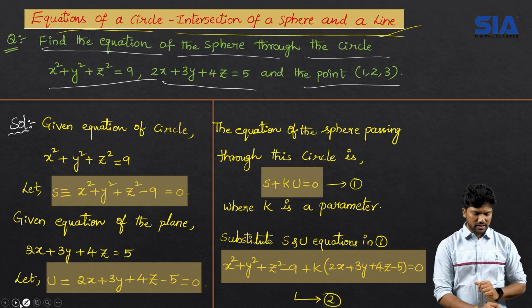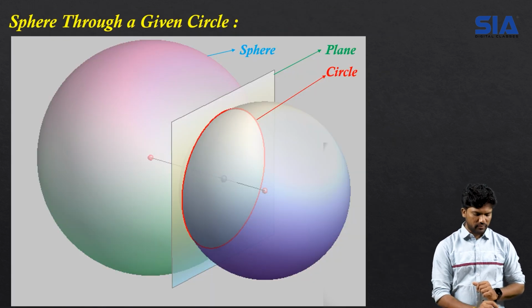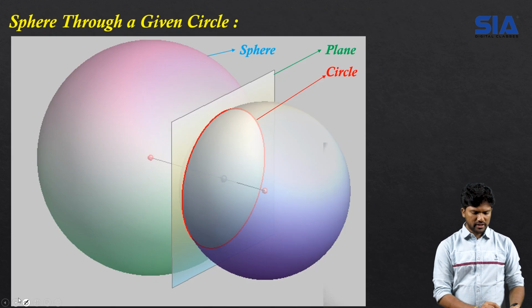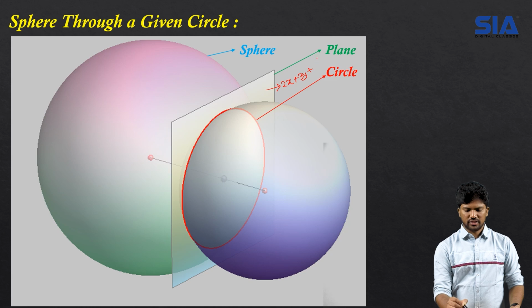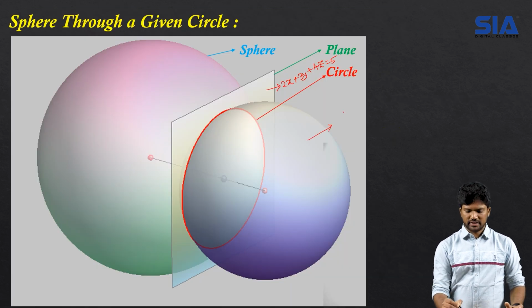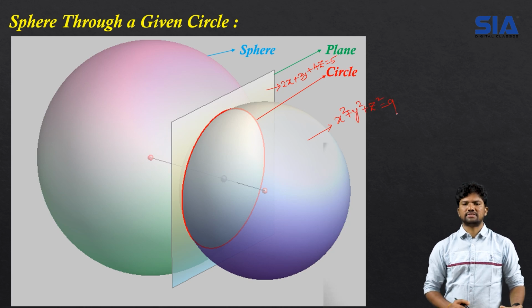Okay, so now you can see this is the plane, whatever we have in that diagram. That plane equation you know very well: 2x plus 3y plus 4z equal to 5. So I am writing here the equation of the plane: 2x plus 3y plus 4z is equal to 5. This is the plane equation. And here I am also writing the circle equation. What is the circle equation? x square plus y square plus z square is equal to 9. This is the circle equation.